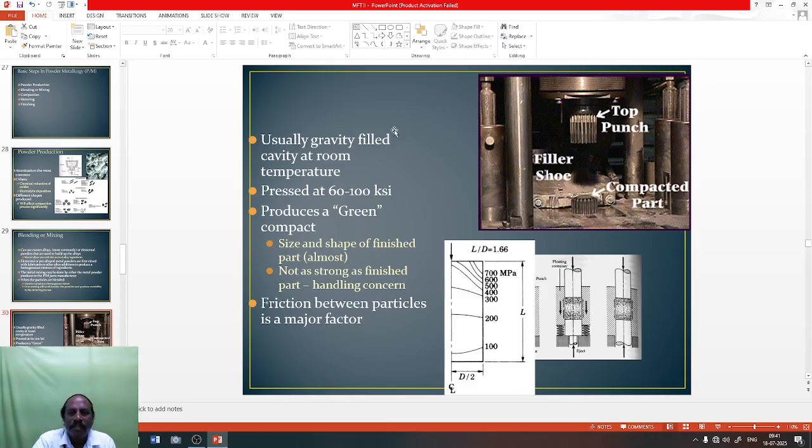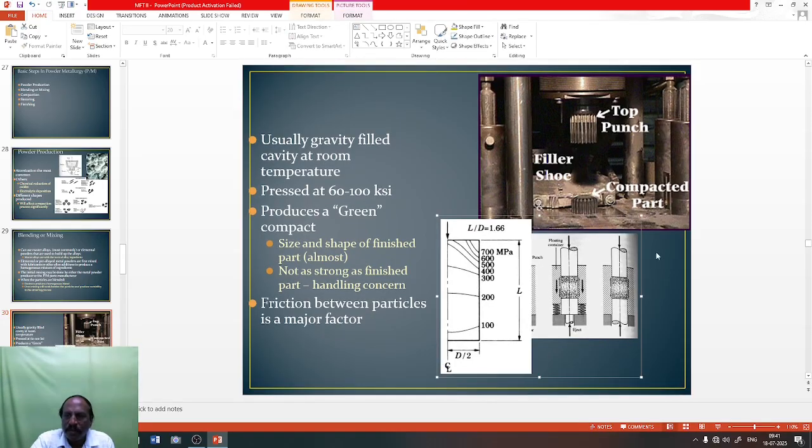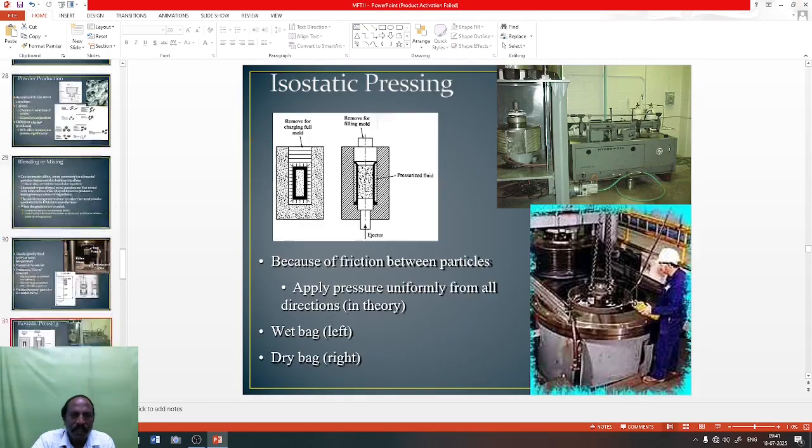Compaction is usually gravity filling of the cavity at room temperature, pressed at 60 to 100 kilo, which produces a green compact. The green compact is not as strong as the finished part, so handling matters. Friction between particles is a major factor. The top punch is there, the filler is compacted, and you have both dies, with the powder flowing in.